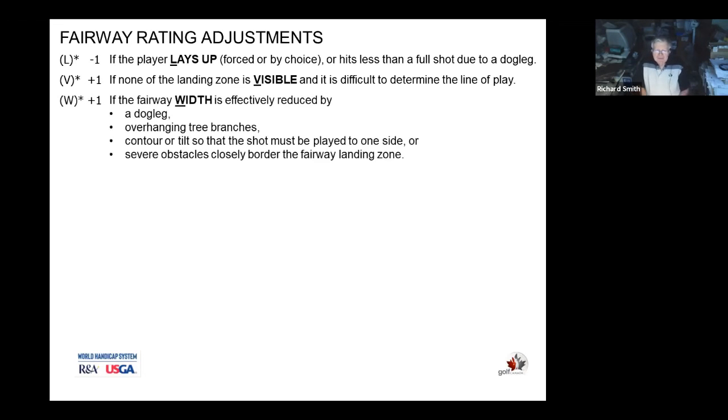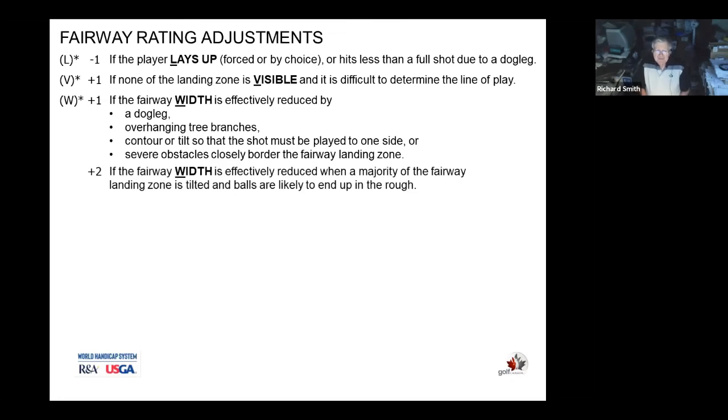Okay, width adjustment, and there are a number of different ones here, and these are the ones that have been changed a little bit. We could apply W+1 if the fairway width is effectively reduced by a dog leg, overhanging tree branches that your shot might hit, contour or tilt, so the shot must be played to one side, or severe obstacles closely border the fairway landing zone. Okay. Remember, that's closely bordered, not near. Closely bordered is 10 yards.